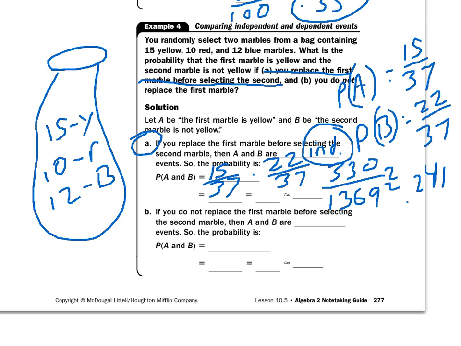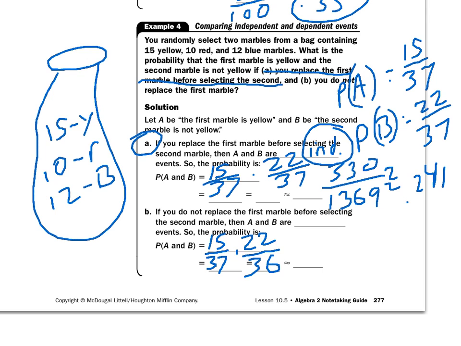Now, the next way they said was you do not replace the first marble. So you took out the first marble, and that was 15 out of 37. But when you went to draw the second marble, the not yellow marble, there were still 22 not yellows in there, but there were only 36 marbles left. See how that second number changes.